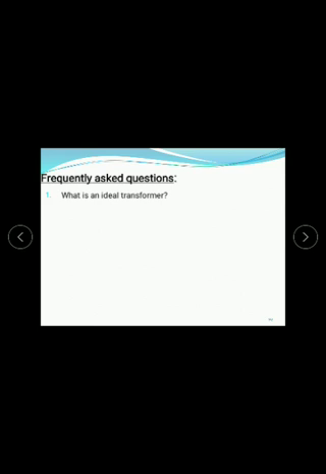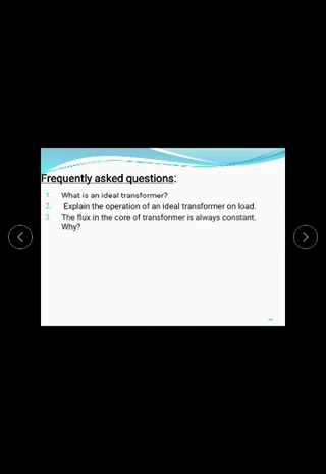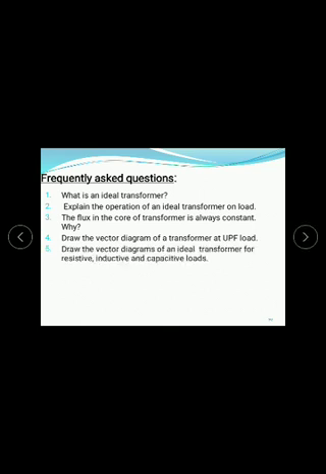Frequently asked questions: Ideal transformer, explanation, operation of ideal transformer. Why is the flux constant in the transformer core? Vector diagram of the transformer at UPF, lagging and capacitive loads.